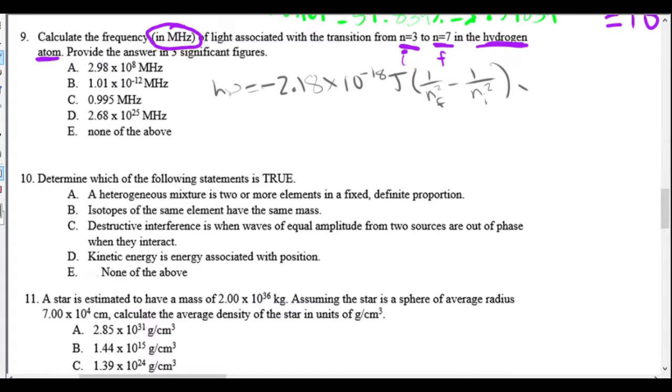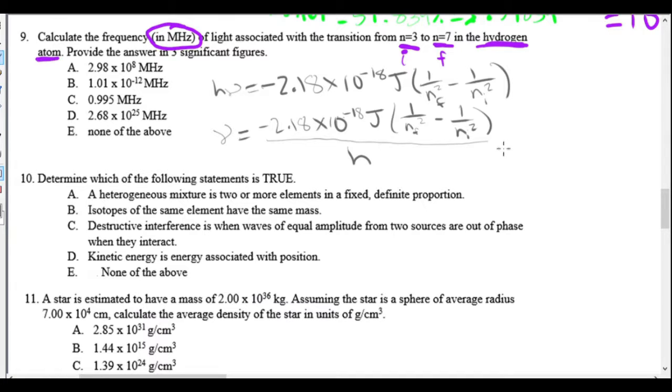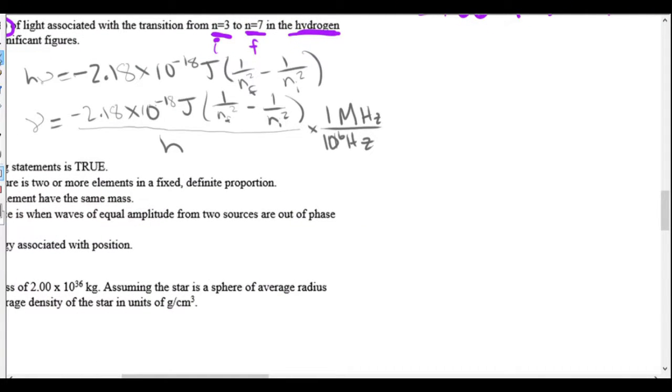So let's rearrange this first. So nu is going to be equal to negative 2.18 times 10 to the negative 18 joules, 1 over nF squared minus 1 over nI squared divided by h. And that's going to give us seconds to the negative 1. So that's the same thing as hertz. So 10 to the 6 hertz is 1 megahertz. So we're just going to plug in these two numbers right here and do the math. So let me just show you what it looks like plugged in, even though I trust you guys to plug this in correctly, just being safe.